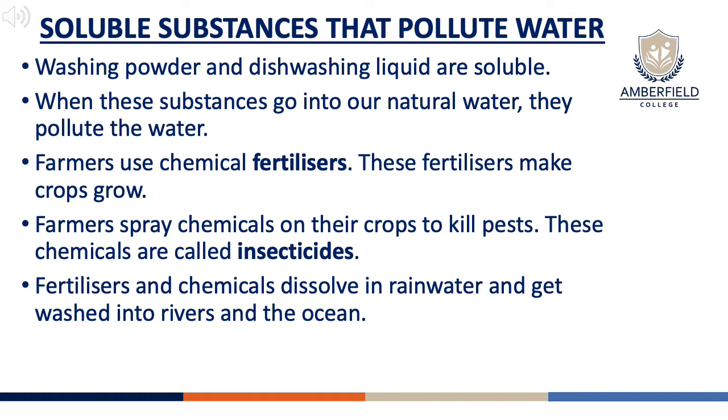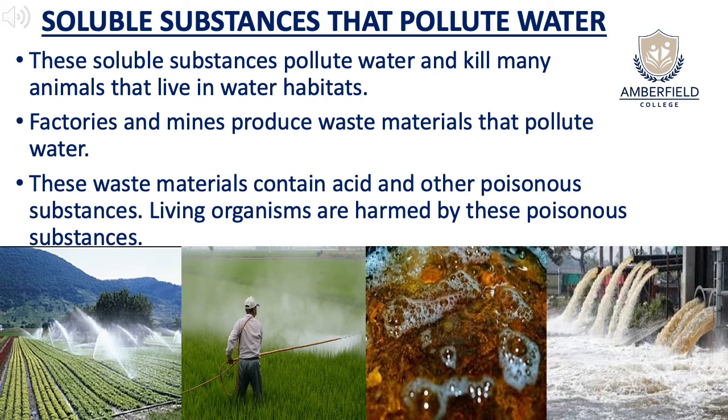Now, farmers use chemical fertilizers, and these fertilizers make crops grow. Farmers then spray the chemicals on the crops to kill pests. These chemicals are called insecticides. And fertilizers and chemicals dissolve in rainwater and get washed into rivers and the ocean. These soluble substances pollute water and kill many animals that live in the water habitats.